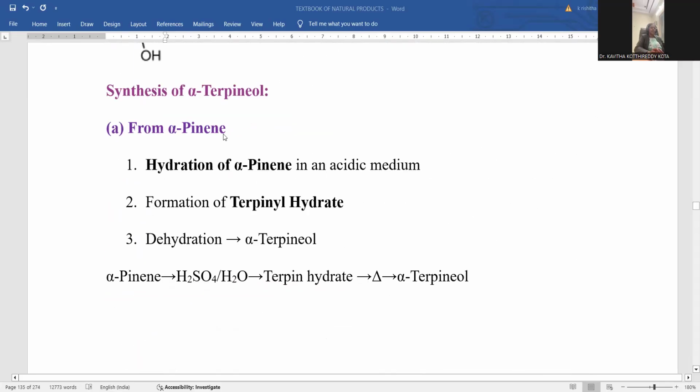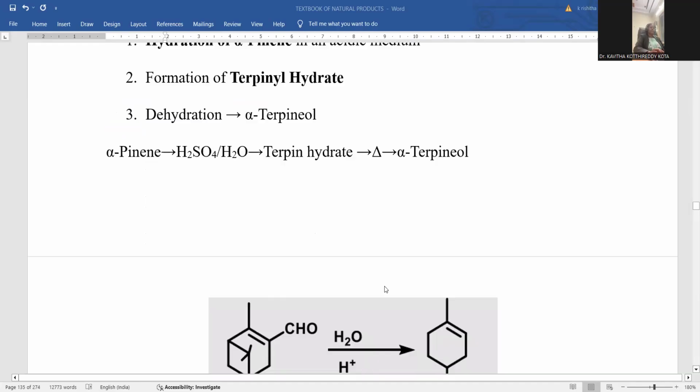Synthesis can also start with alpha pinene. Hydration of alpha pinene takes place in acidic medium. Formation of terpenyl hydrate is possible. On dehydration, the final product alpha terpineol can be achieved. Alpha pinene is the starting material. If treated with sulfuric acid and water, terpene hydrate will be formed. When this terpene hydrate intermediate is boiled, alpha terpineol will be the final product. This is the way the synthesis of alpha terpineol can be successfully achieved.